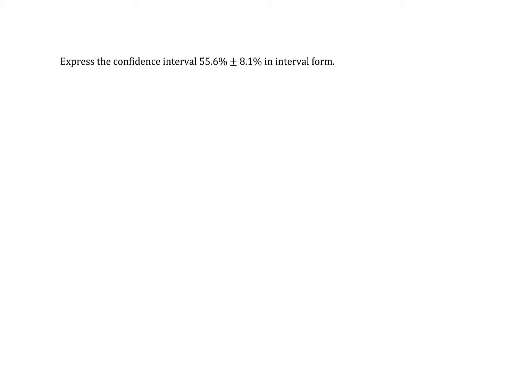Express the confidence interval 55.6% plus or minus 8.1% in interval form. Well, interval form looks more like a set of coordinates of a point, where you have the lower end point being, in this case, 55.6 minus 8.1, so the lower value of your interval, and the upper value being 55.6 plus 8.1. And we'll leave these in terms of percentages.